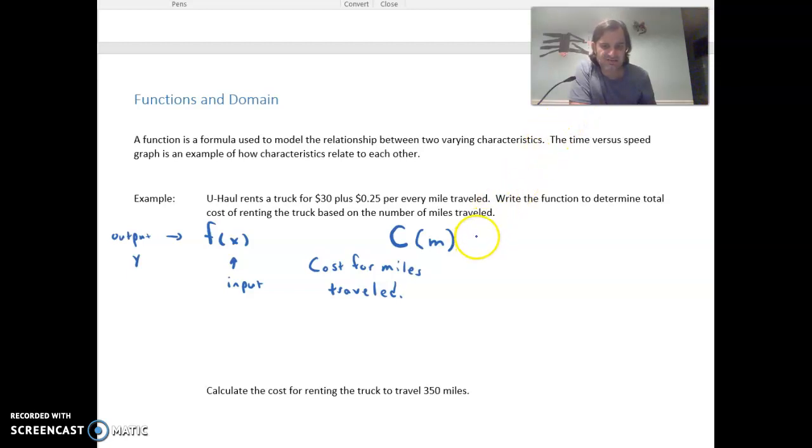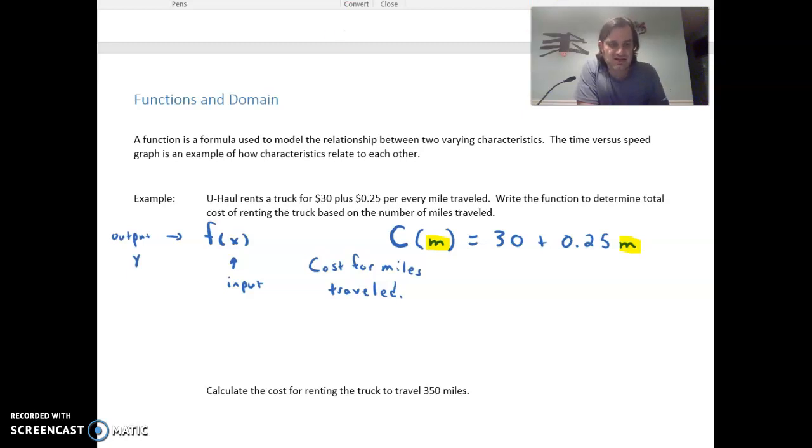Okay, so with this, we're going to write some equation for it, and the easy way to do this one is to say that it's going to be the $30 for just renting the truck, and then we're going to add to it 25 cents for every mile. So $30, plus every mile will be an extra 25 cents. So the input variable is m, and the output is considered the cost.